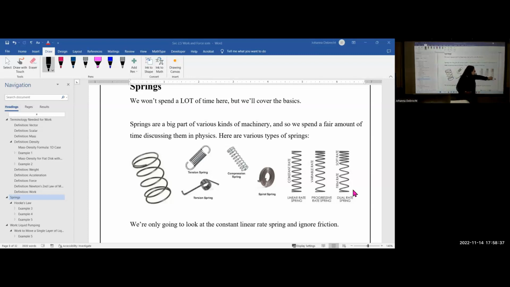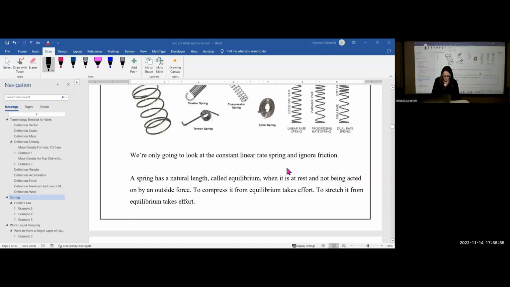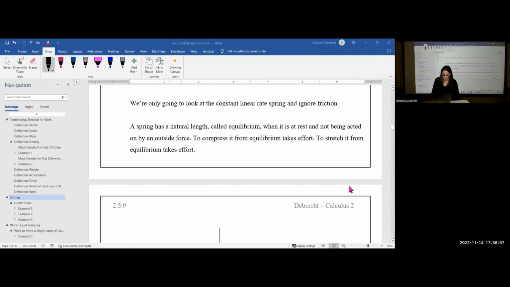So this end of the spring has this distance between the coils, and this end of the spring has a smaller distance between the coils. So that's a dual rate spring. We're going to be looking at the linear rate compression spring, and we're going to ignore friction. Something you would technically need to worry about, but we're going to skip it.